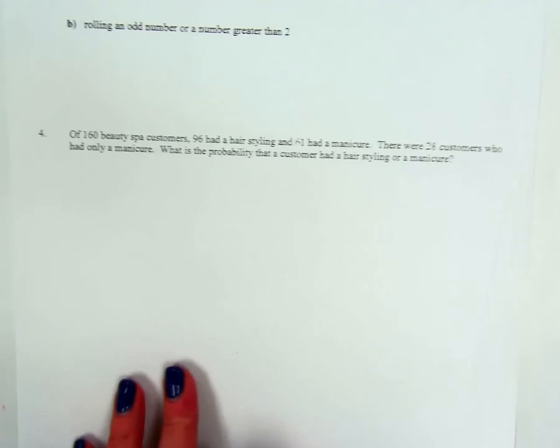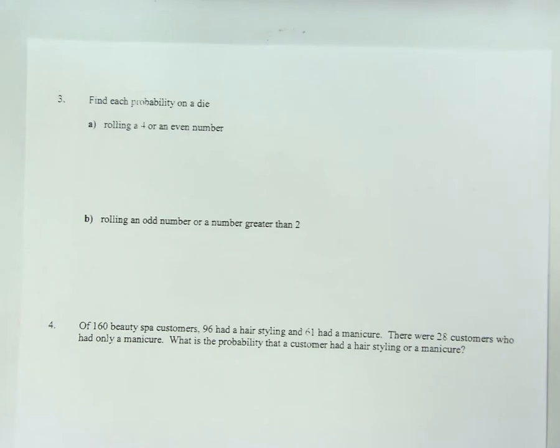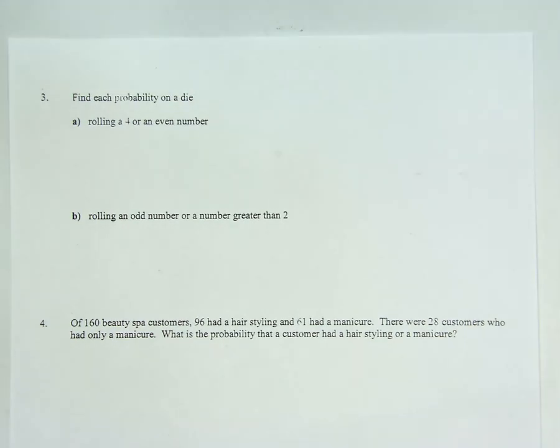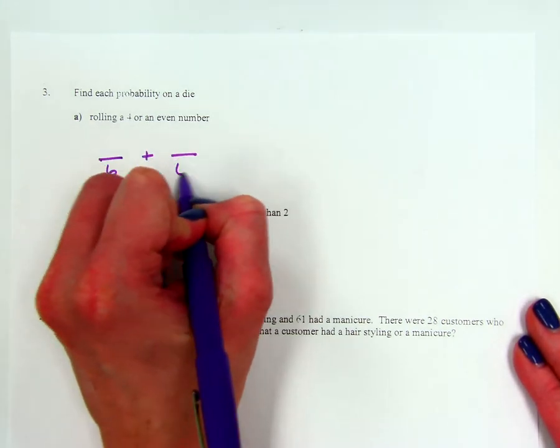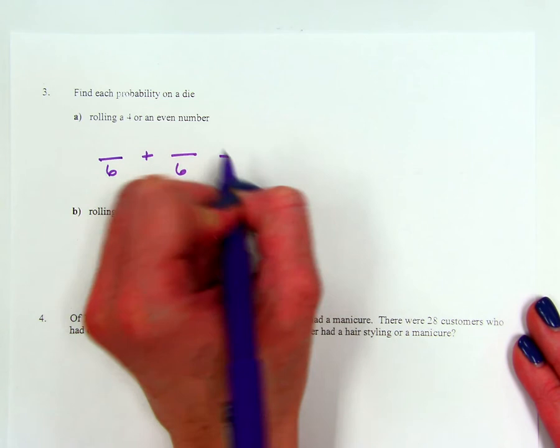Go ahead and flip over. We're going to do some probability with the die right here. So number 3 says find each probability on a die. So we're looking here. Rolling a 4 or an even number. So we're going to do the same thing for a die. We have 6 sides, so we're going to have plus 6, and then minus 6.